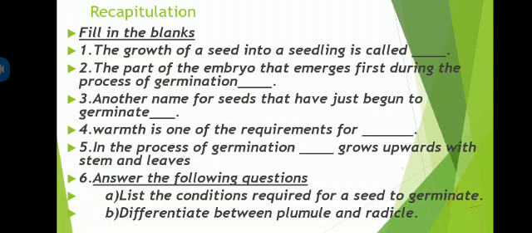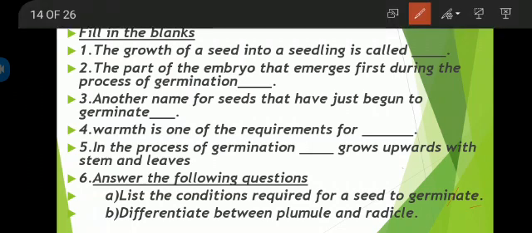Now we will discuss some questions regarding the germination process. So this is fill in the blanks. The growth of a seed into a seedling is called what? Seed germination. Okay. Second question: the part of the embryo that emerges first during the process of germination. Students, we have already discussed that the part that emerges first is your radicle, that is the primary root. Another name for the seeds that have just begun to germinate is seedling.